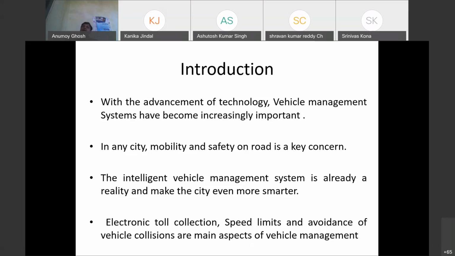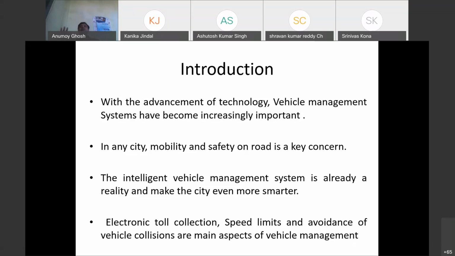But if toll collection can be made in such a way that the car or a bus can pass at its own speed and the toll will be collected just automatically, then that is very easy to employ also, and that is also very user friendly.